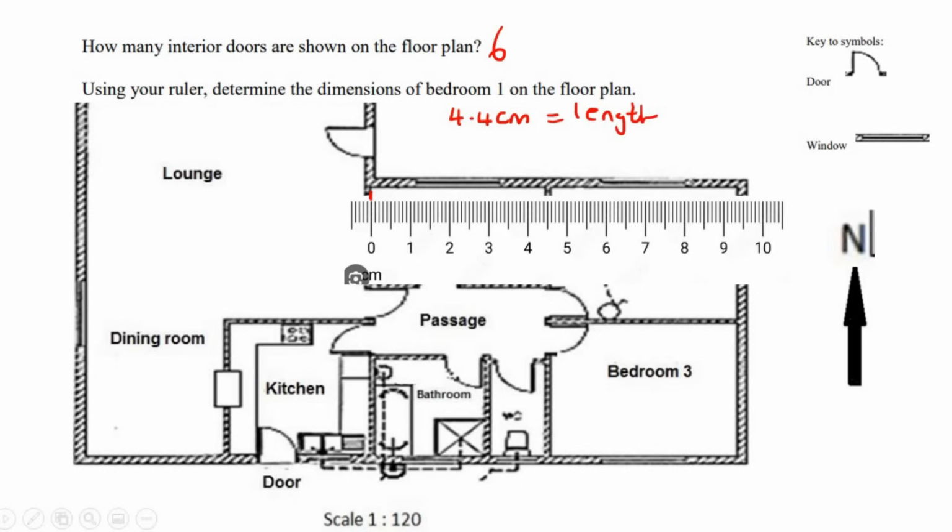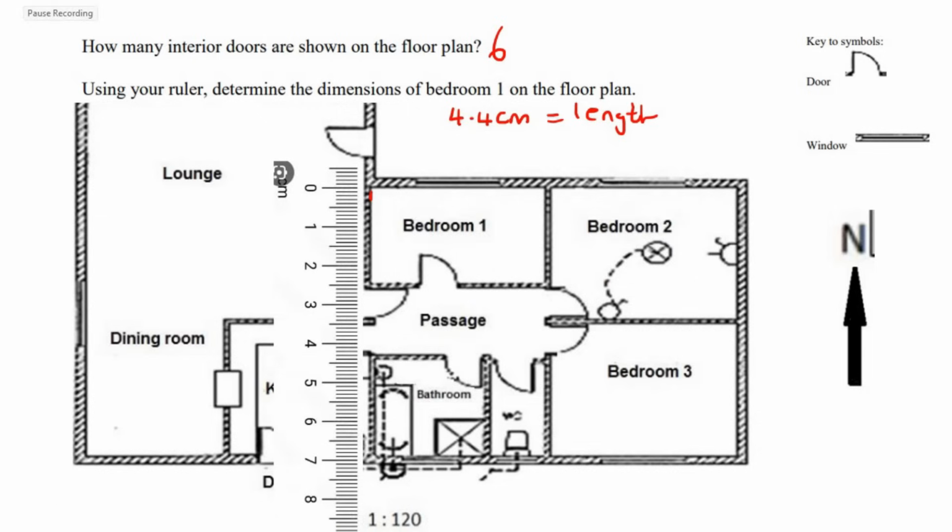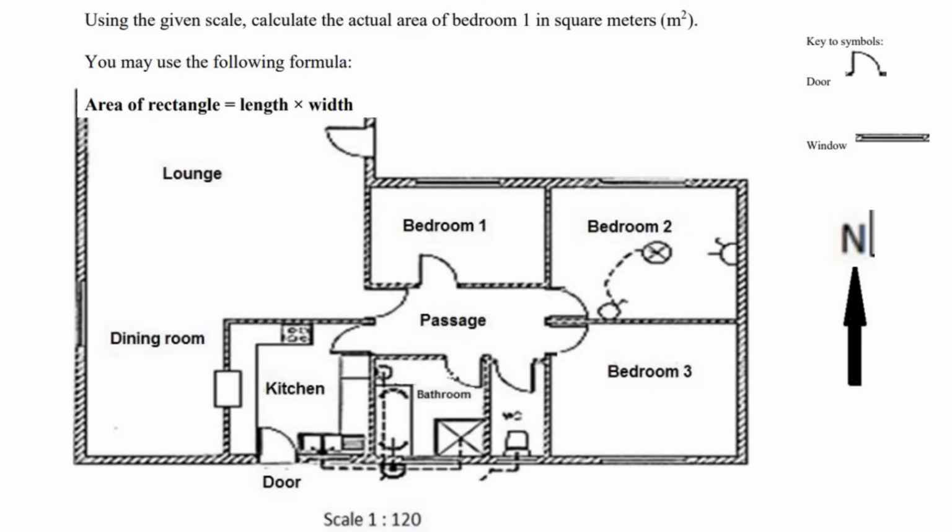Right, now we need to measure the width. And so now for the width, I'm measuring from here up to here, and that's about 2.4. So we say 2.4 centimeters, and that would be your width. Okay. This question says, using the given scale, calculate the actual. The actual. So that's the real life. Area of bedroom number 1 using meters.